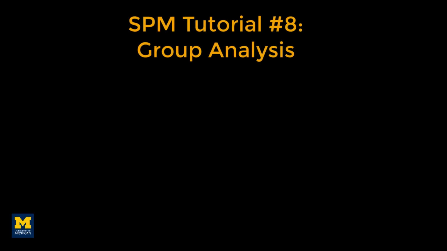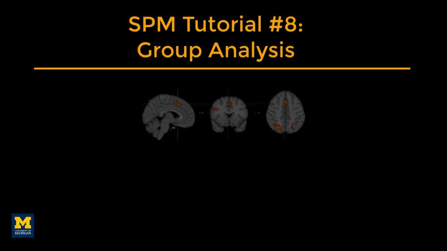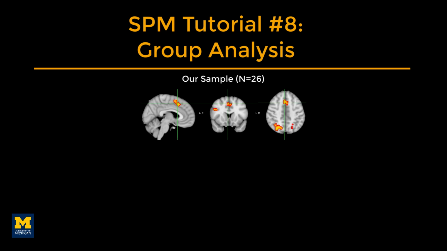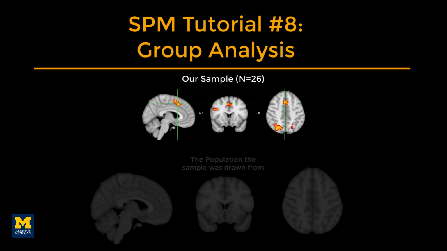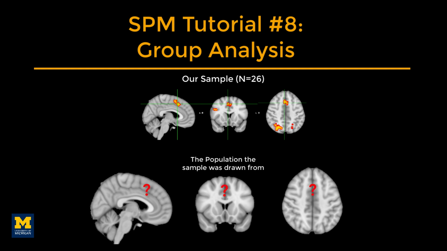Our goal in analyzing this data set is to generalize the results to the population that the sample was drawn from. In other words, if we see changes in brain activity in our sample, can we say that these changes will be likely seen in the population as well?